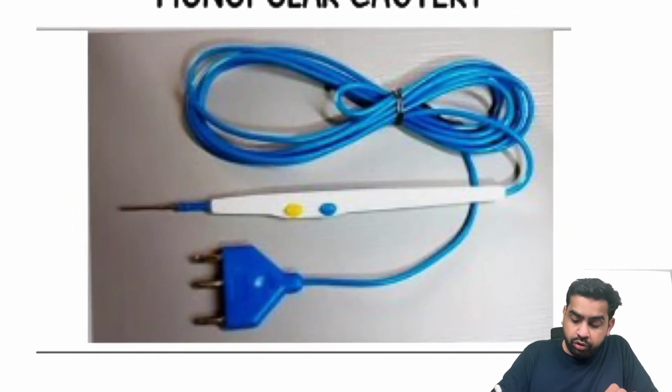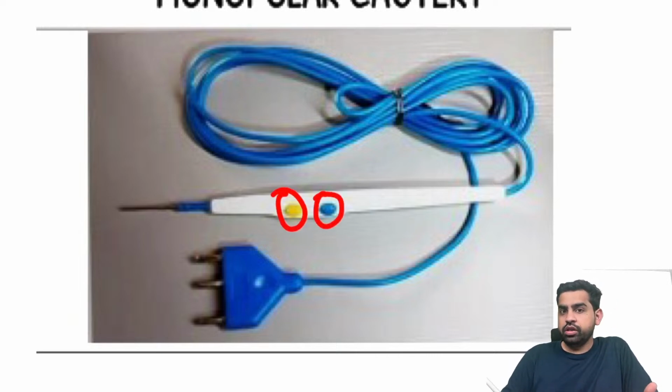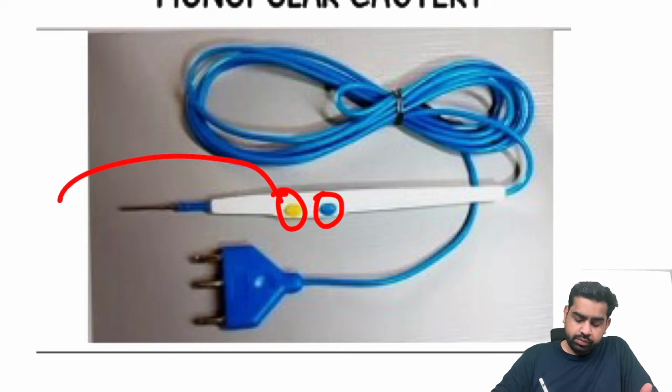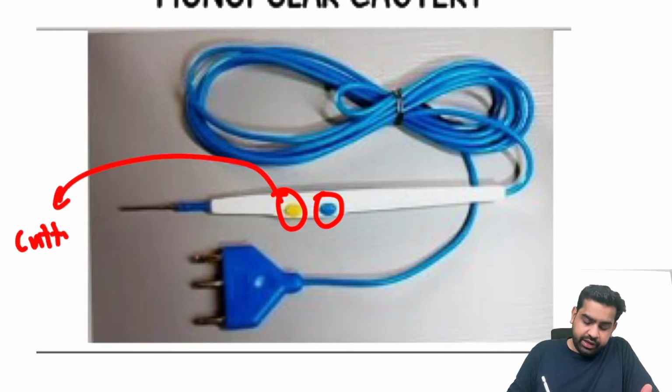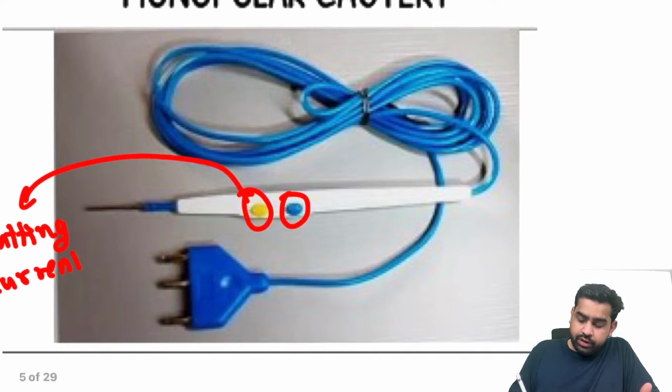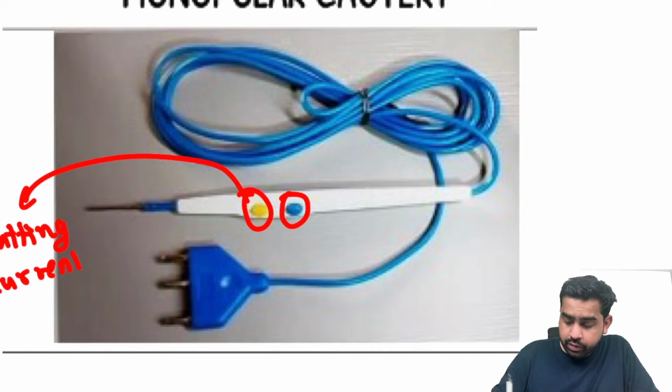Okay, monopolar cautery device. Over here, what you need to understand is that you have a blue and a yellow button. What is this yellow? Whenever you press on the yellow, what you have is a cutting current. Okay, what about this blue?